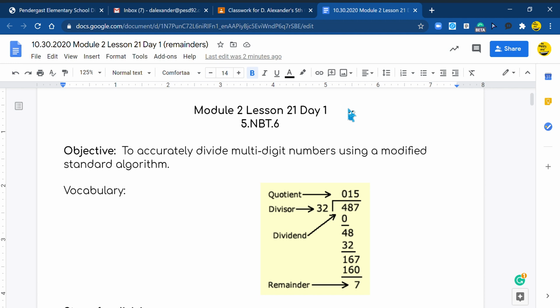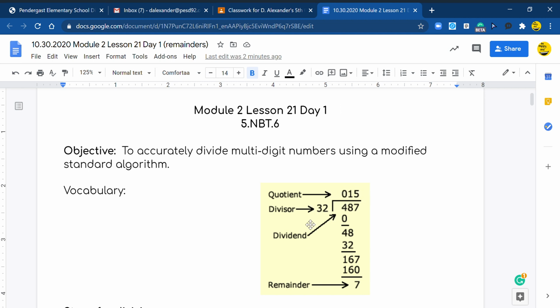Now let's quick review our vocabulary. We have the divisor, which is on the outside of our division sign. We have the dividend, which is on the inside. Once we divide the divisor into the dividend and we get it down to the bottom, whatever that bottom number is, as long as it's smaller than our divisor, that is called our remainder. And then at the top, we have our quotient, which is our answer.